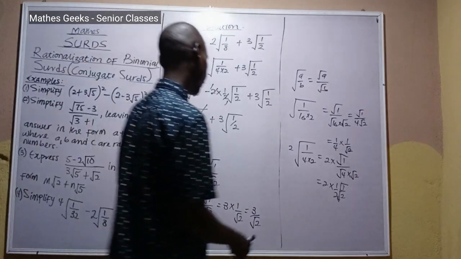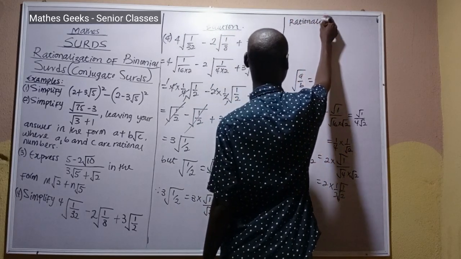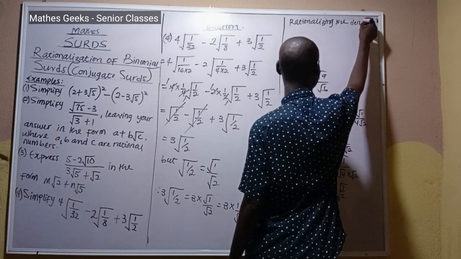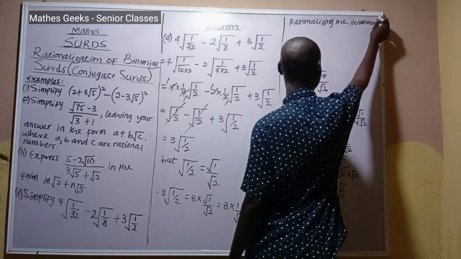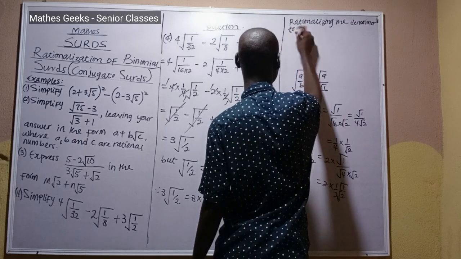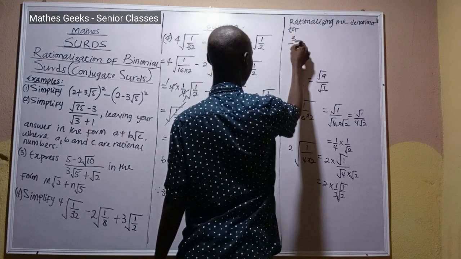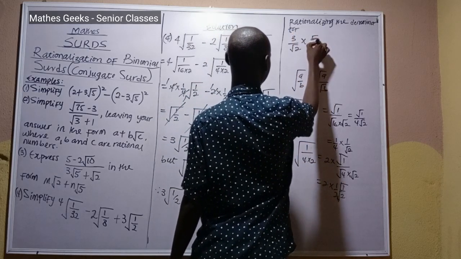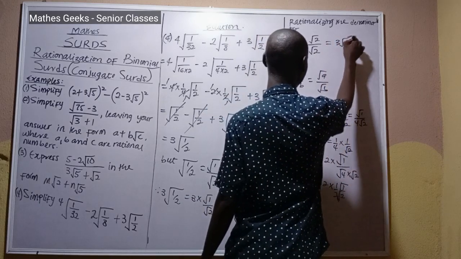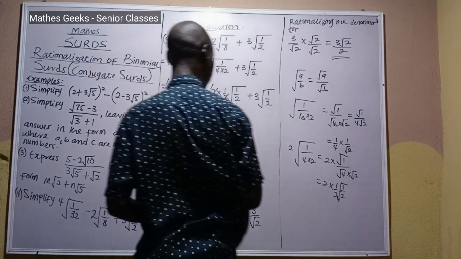Then we come here and say rationalizing the denominator. Rationalizing the denominator, we have 3 over root 2 times root 2 over root 2. And that's equal to 3 root 2 over 2. That's the final answer.